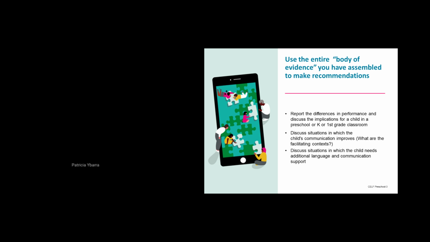So we want to use the entire body of evidence you have assembled to make your recommendations. Note differences in the child's performance given different task demands and discuss the implications for a child in a preschool or kinder or first grade classroom. Note the types of communication situations in which the child is able to perform better than others. So what are the facilitating contexts? And note communication situations in which communication and/or language skills need additional support.